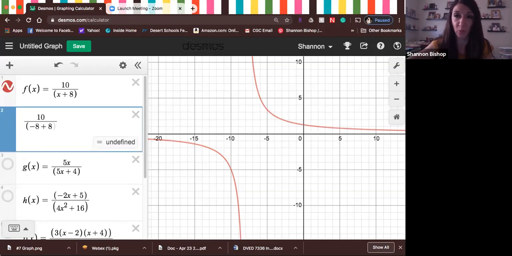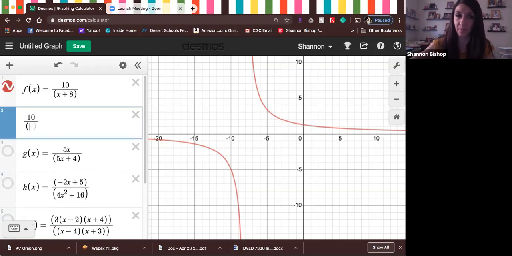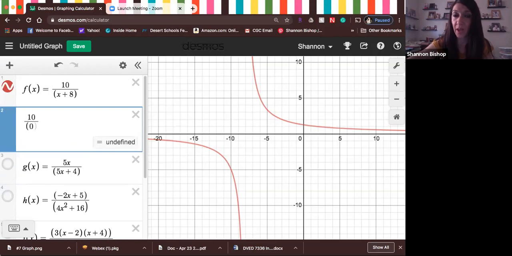So let's think about that. Why is it undefined? Well, what's -8 plus 8? -8 plus 8 is 0. And 10 divided by 0 is not possible. You can't take 10 and divide it into 0 groups or 0 partitions. What are we even doing? Are we even dividing at all? 10 divided by nothing. That doesn't even sound like division, if you ask me. So dividing by 0 is undefined in mathematics. It is not possible to divide by 0.